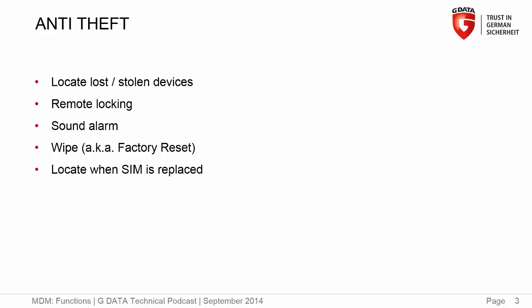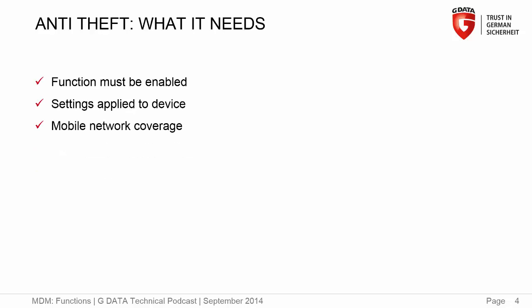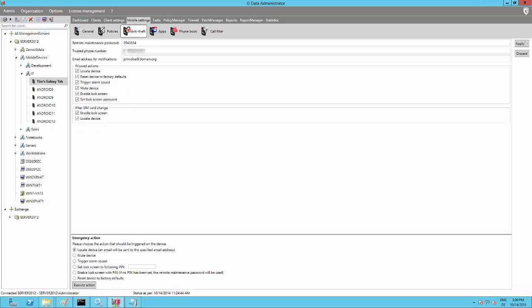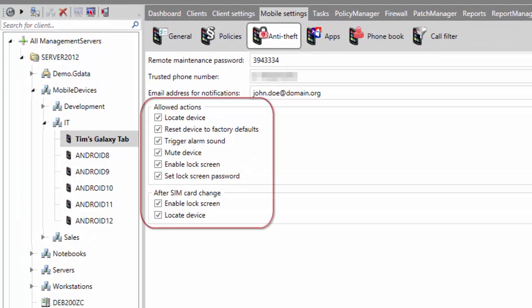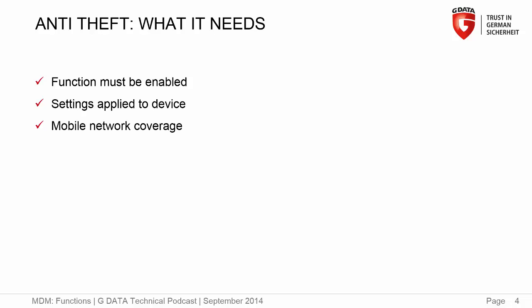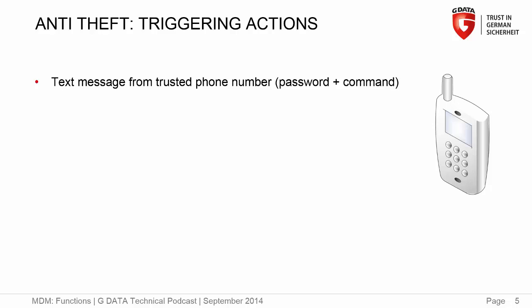Each option can be enabled by ticking a checkbox. Only actions which are enabled can be triggered on a device. For instance, if the permission for locating a device is not enabled, the corresponding command cannot be processed by the device. In order to enable this function, the check mark must be set and the device must pull the settings from the management server. In order for commands to reach a device, it must be connected to a mobile network. If a device is inside a building with poor mobile coverage, settings and commands might reach the device with a delay based on when the signal strength is sufficient for message reception.